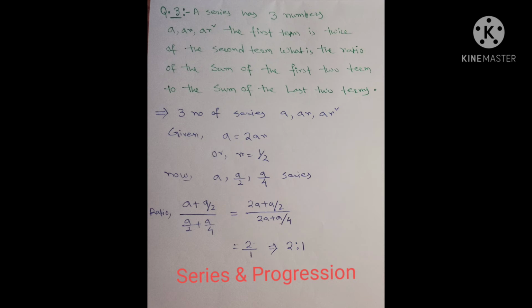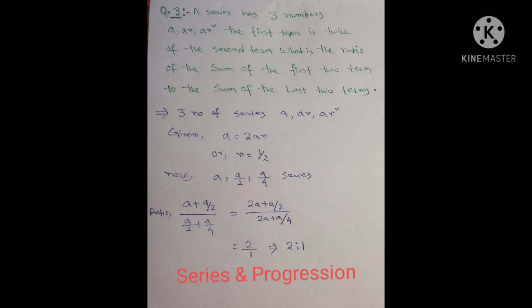Now the question is, calculate the sum of the first two terms. The question is, calculate the ratio of the first two terms and the last two terms. So here the ratio of the first two terms and the last two terms is a plus a by 2 over a by 2 plus a by 4. Just calculate and you will get 2:1.